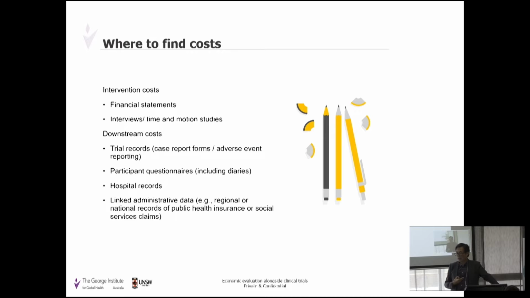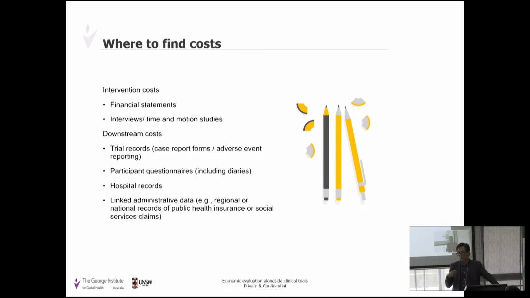So costing information. On a pragmatic level, there are a number of areas where we need to measure costs for an economic evaluation. The first aspect of a cost calculation is the intervention costs. So how much does it cost to actually run the program or pay for the medicine? That's the direct cost of the intervention itself.